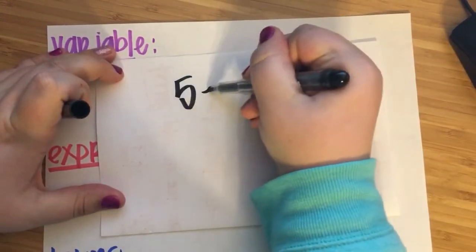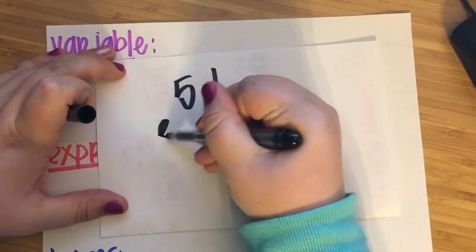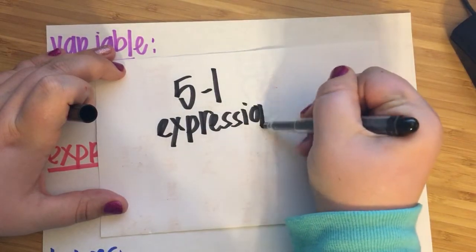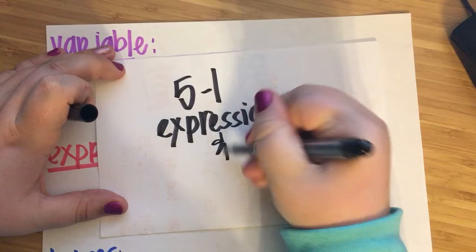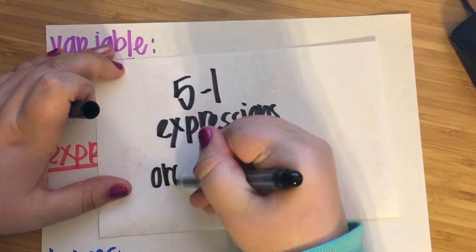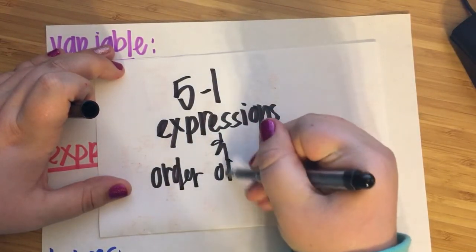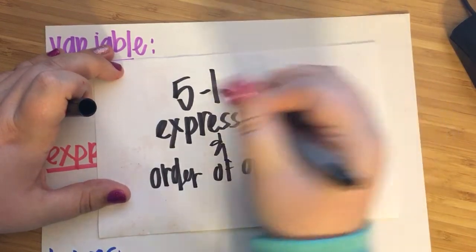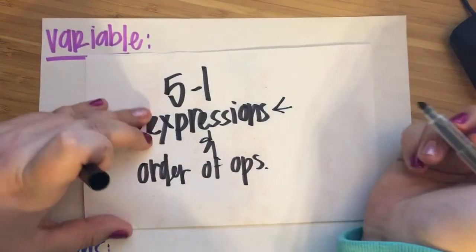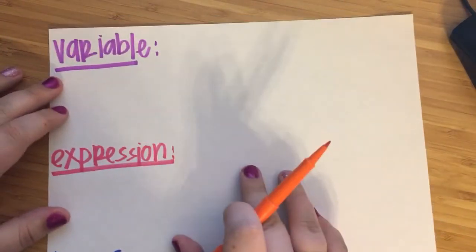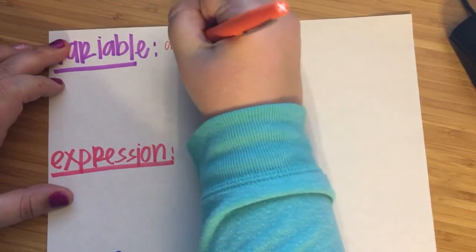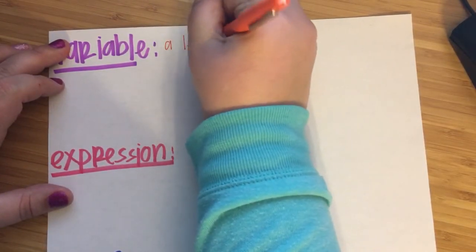We will be looking at 3 specific vocabulary terms for Unit 5, Lesson 1, which covers expressions and the order of operations. The 3 words we're going to be looking at go specifically with expressions: variable, expression, and term. Within this video, we won't be doing really any examples of the order of operations, but you do need to know these three words and what they are and how they're different.